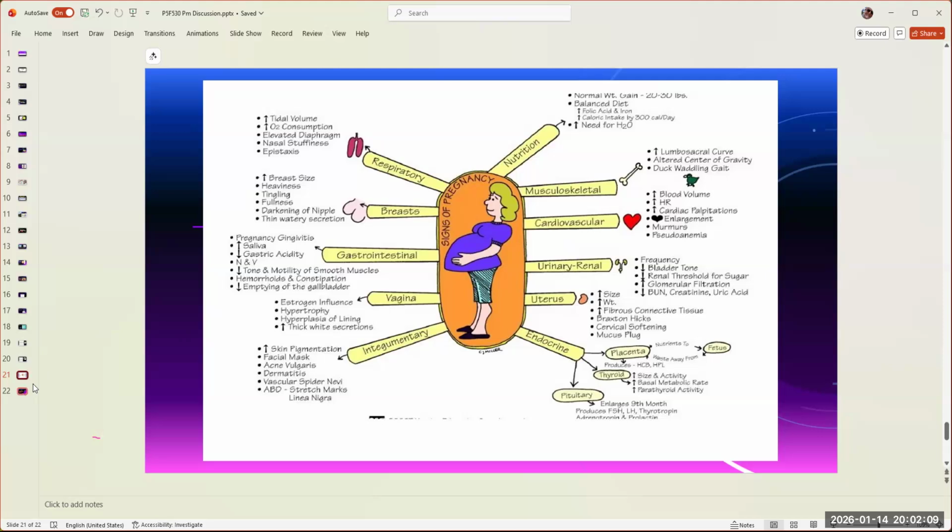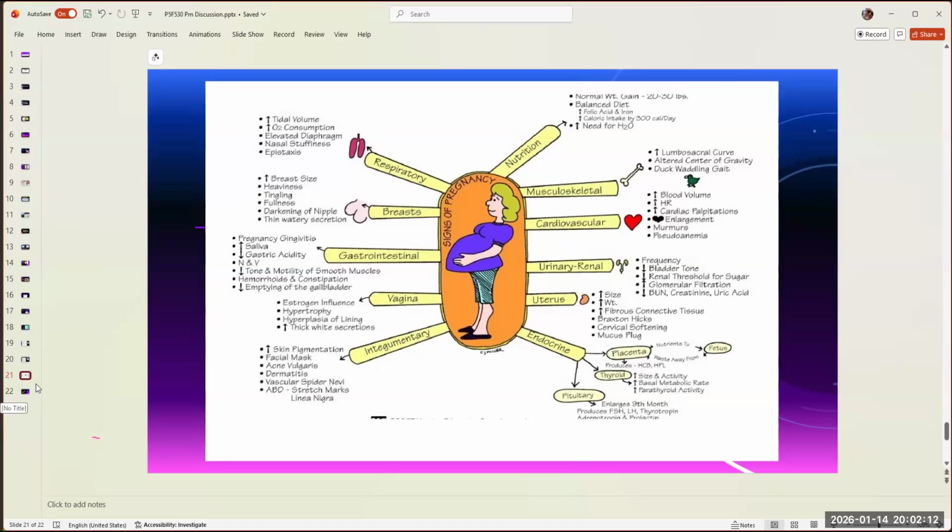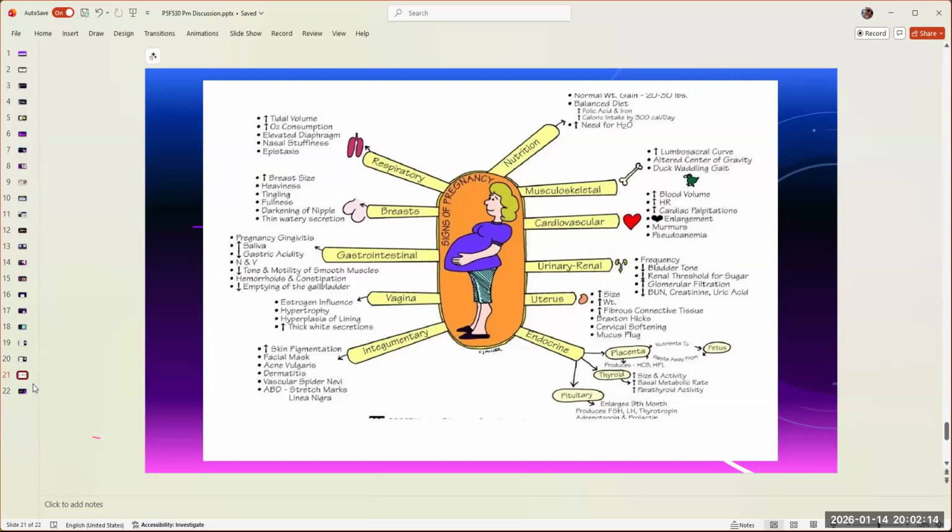Y'all know that hemorrhoids are also varicosities. Hemorrhoids are blood vessels, veins that are engorged. And sometimes we see that during pregnancy.